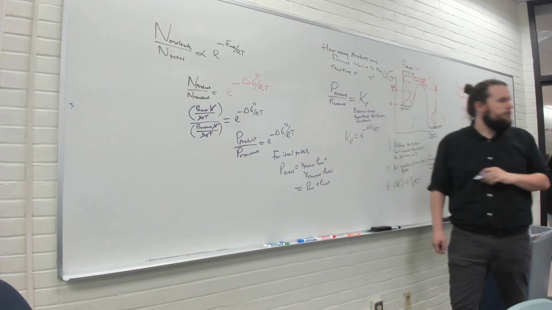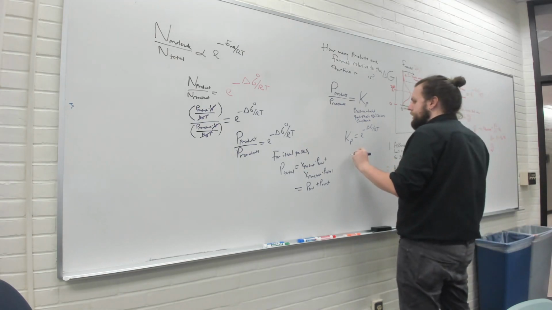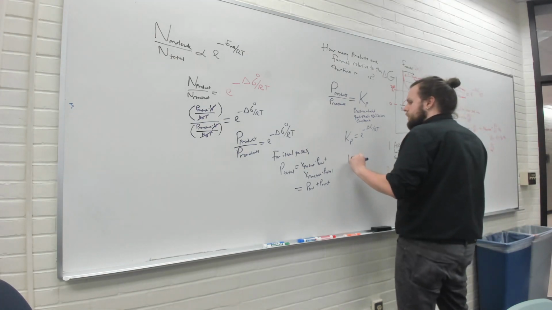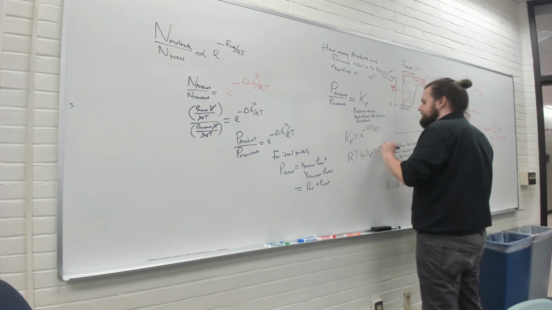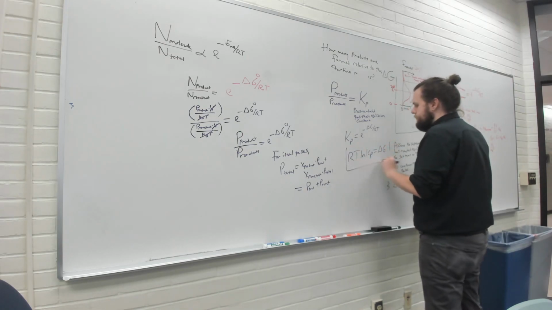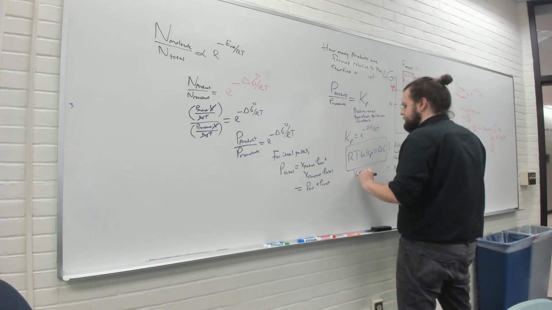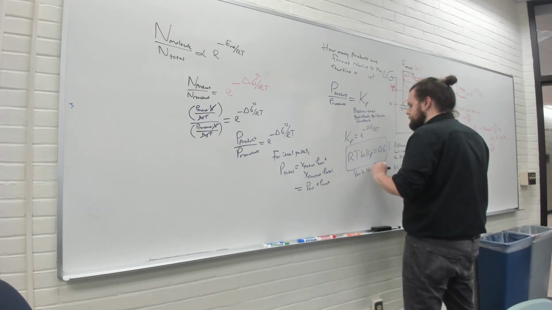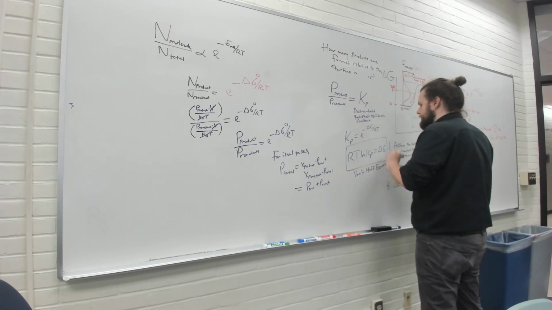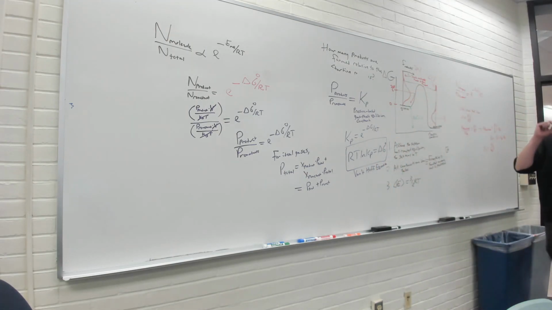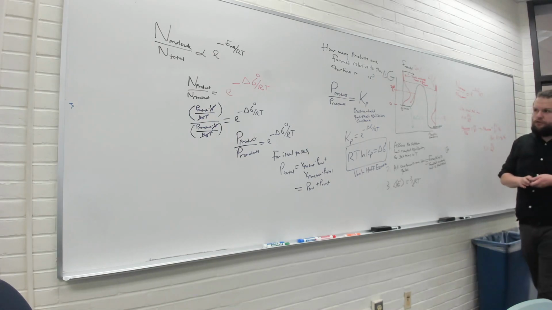If we take the log of both sides and multiply by RT, we have RT ln Kp is equal to delta G. This is what's called the Van 't Hoff equation. Right? And we've literally done all of chemical equilibrium just using one graph. Of course, this is only for gases.